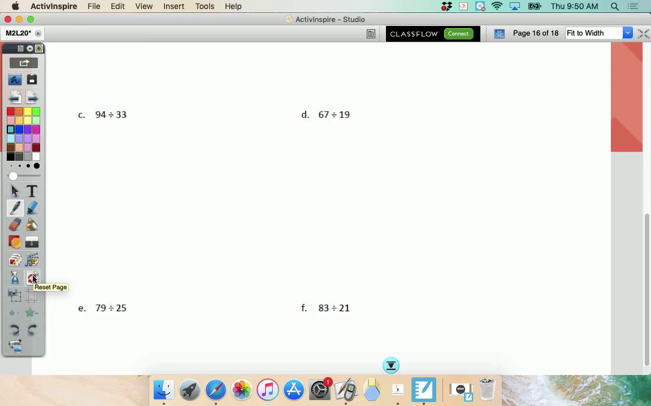Let's do D. Okay? So I'm going to put 67 divided by 19, and then I'm going to set this up just like I have been. So I wrote the problem, didn't I? Now I need to decide, am I going to round the divisor or keep it? We're going to round it.